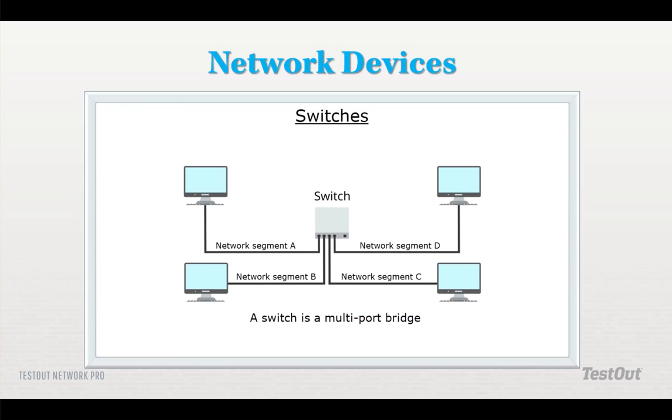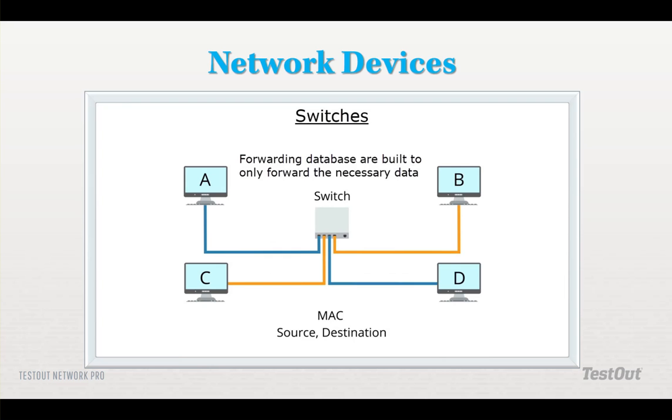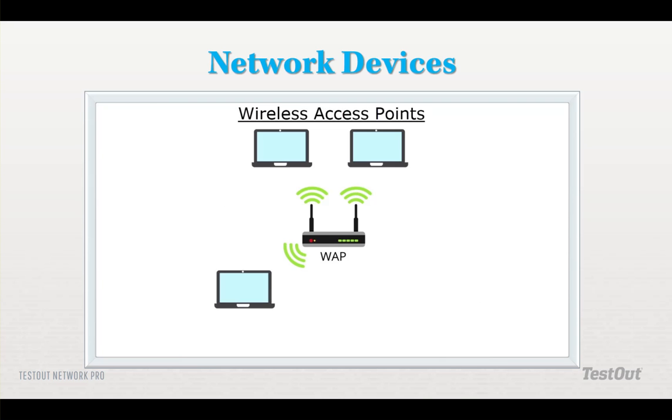A switch is a little bit different. A switch will learn where a computer is. It will store it in its table. And so if network A is going to go to network segment D, it's going to keep track of that and only send it to segment D on the next time around. So again, the forwarding databases are built and only forward the necessary data.